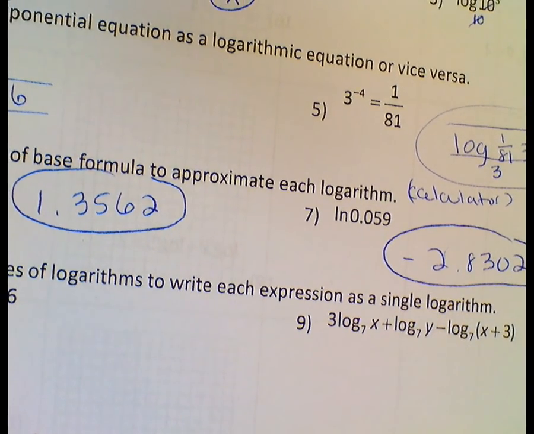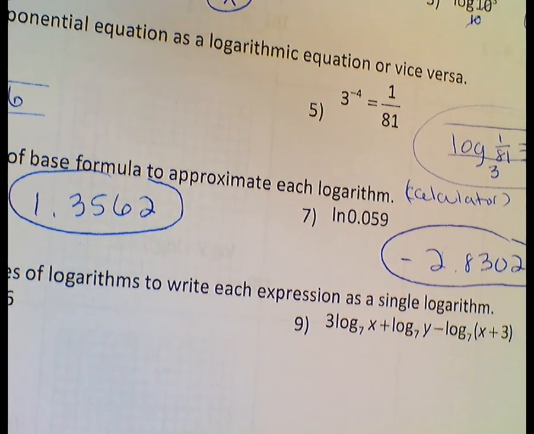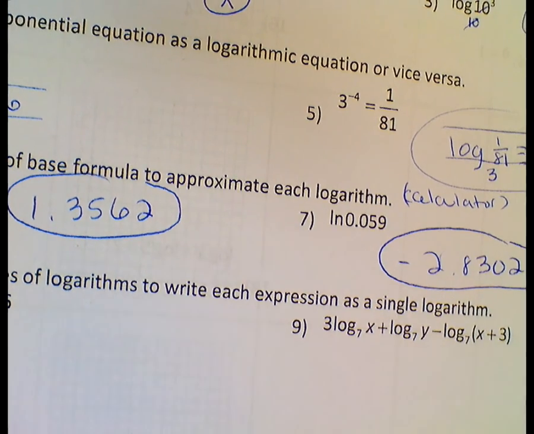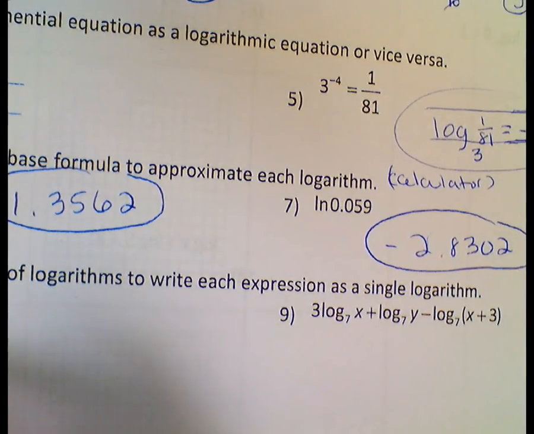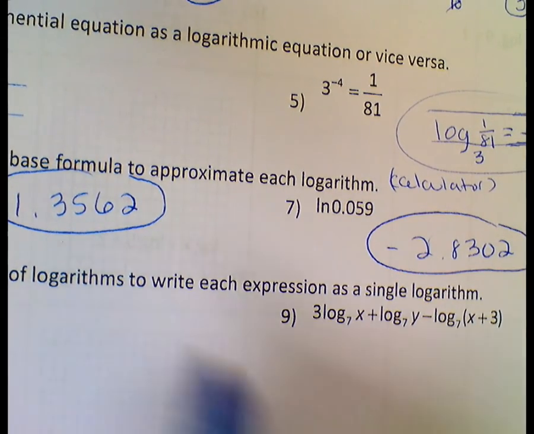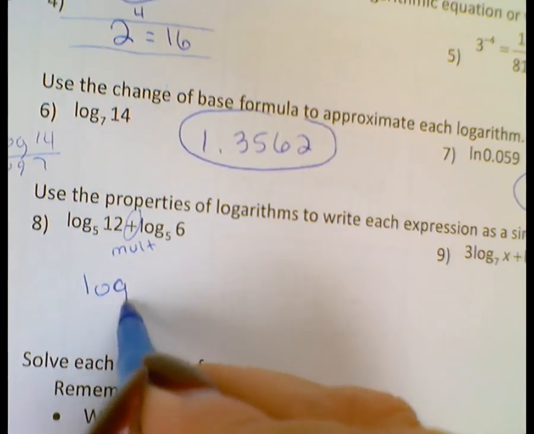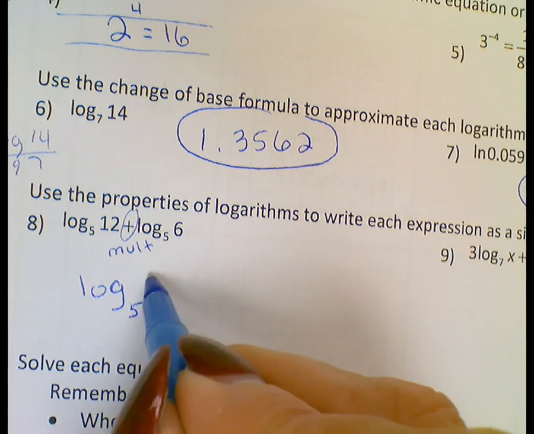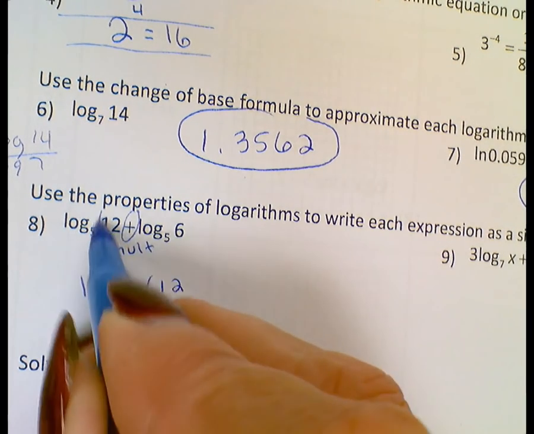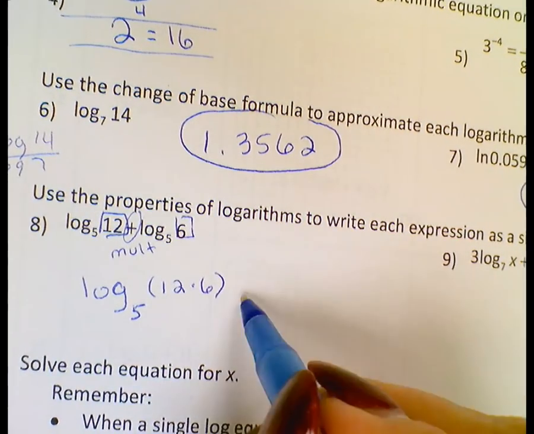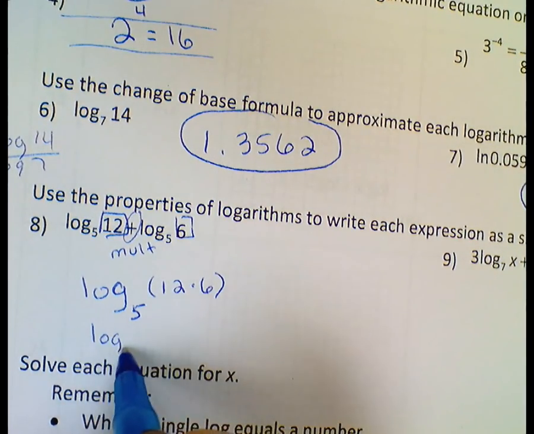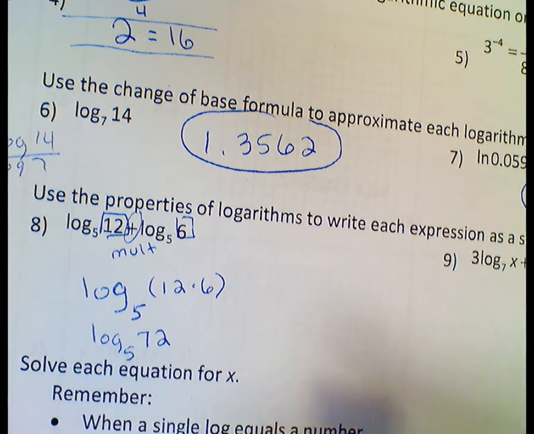Okay, 8 and 9. If you can get your property notes out, we're doing properties for 8 and 9. So what do you do if you see an addition sign? You multiply. Good. So we're going to multiply. We're going to write the base once, and we're going to multiply 12 and 6. So that equals log base 5 of 72.